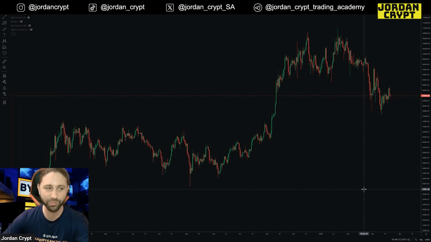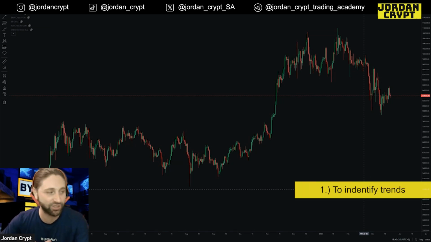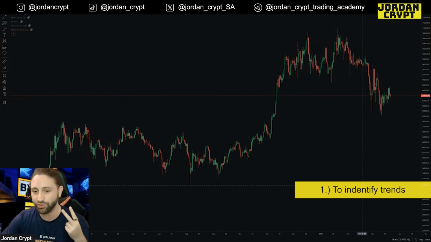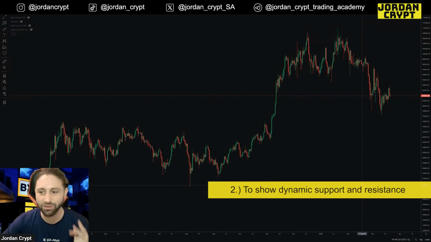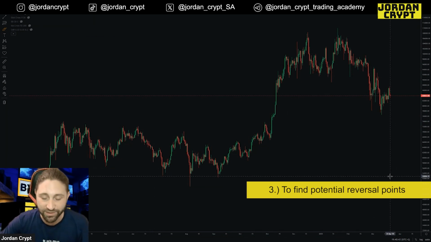All right, the purpose of moving averages is actually threefold. First of all, to identify trends. Second of all, to identify dynamic support and resistance on the charts. The third one is to identify potential reversal points.